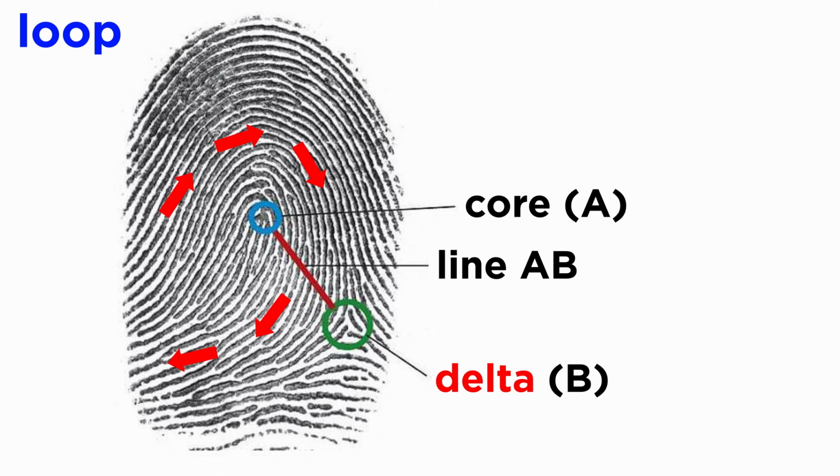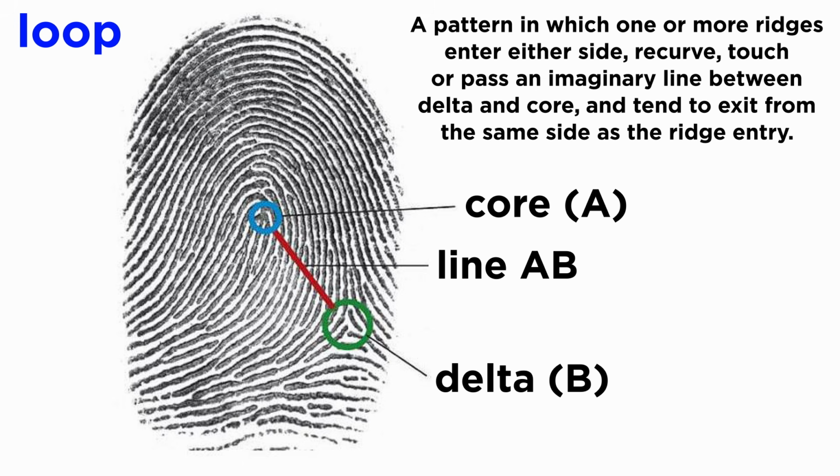The delta is always present opposite to the direction of the ridge flow. Let us label the core as point A and the delta as point B. Now let us draw a line AB between the core and the delta. One or more ridges should loop around the core while also touching the line AB. Therefore, a loop can be defined as a type of pattern in which one or more ridges enter either side, recurve, touch or pass an imaginary line between delta and core, and tend to exit from the same side as the ridge entry.